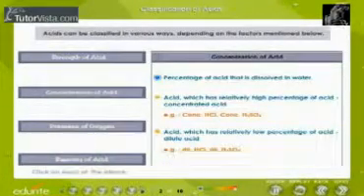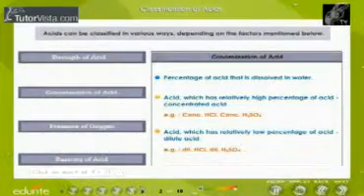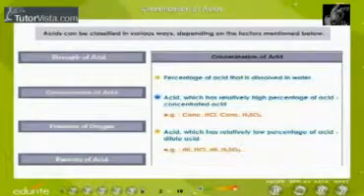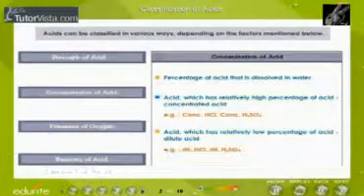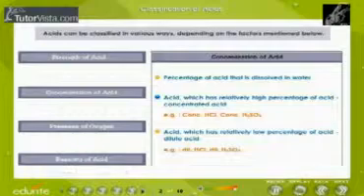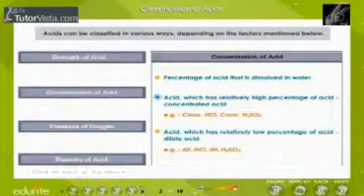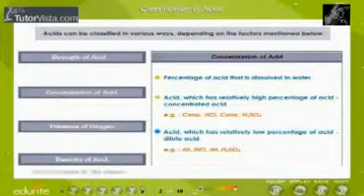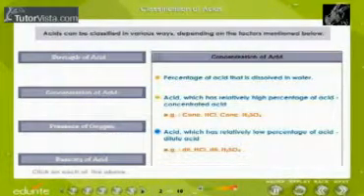Concentration of acid. Percentage of acid that is dissolved in water is its concentration. Acid which has relatively high percentage of acid is a concentrated acid. For example, concentrated HCl, concentrated H2SO4. Acid which has relatively low percentage of acid is a dilute acid. For example, dilute HCl and dilute H2SO4.